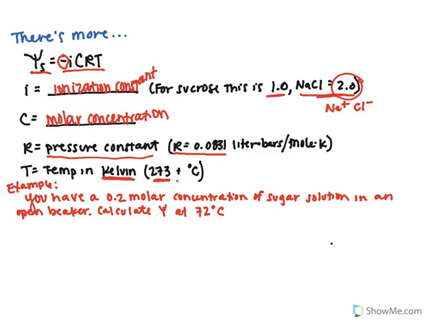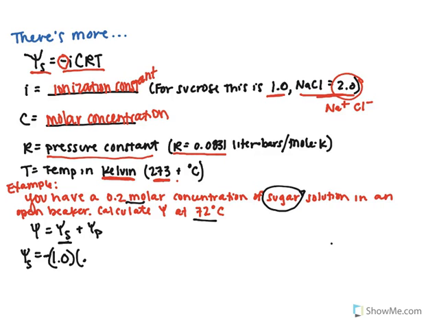If you have a 0.2 molar concentration of sugar solution in an open beaker, calculate water potential at 72 degrees Celsius. So if we want to do this, we know that water potential equals the solute potential plus the pressure potential. It gave us a concentration and it gave us temperature, but it didn't give us the solute potential. So we need to figure that out in order to do our equation. So here we know that Ys equals negative i. Here we know that we're talking about sugar. So sugar, it told us up here, is 1.0. And then we are going to multiply that by C.